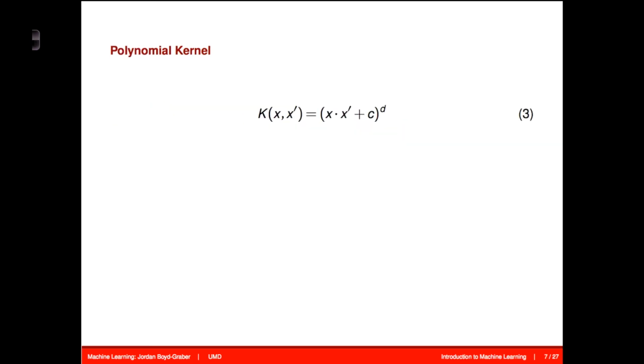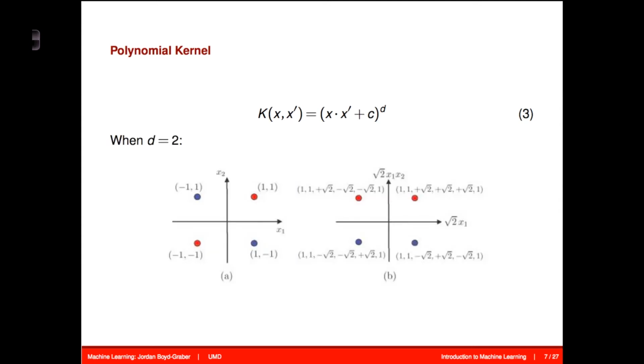So let's say that we have a polynomial kernel of the form x times x prime plus c raised to some d power. This allows us to solve problems like the XOR problem. And so if you then look at one of the induced dimensions, square root of 2 x1 x2 and square root of 2 x1, these are some of the additional dimensions that the kernel introduces, you now have a linear separator that can divide your data.